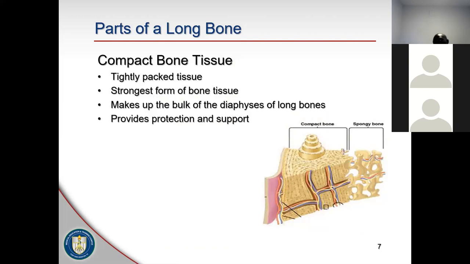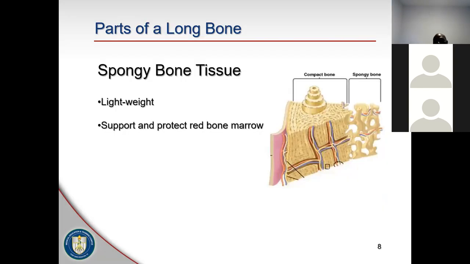They are the strongest form of bone tissue that you'll find. They make up the bulk of the diaphysis, or the shaft of long bones, that normally provide protection and support for the human body. Now, that does not mean that spongy bone does not do any work. Spongy bone still has its own function. It might say spongy bone, but the spongy part is because of the characteristic that it actually holds.